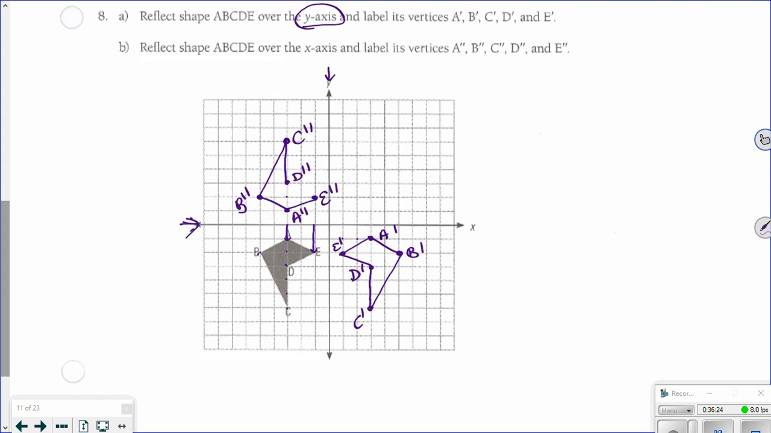And when you connect these in nice straight lines using a ruler, you're going to get the exact same shape, only flipped over that x-axis. Doesn't ask for coordinates, don't worry about coordinates.